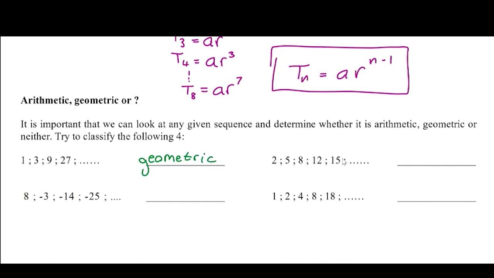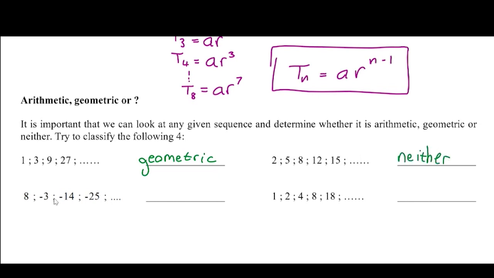This one over here is in fact neither arithmetic nor geometric. If we take 5 minus 2, we get 3. 8 minus 5 is also 3. It's looking good. But 12 minus 8 is not 3. So it's not arithmetic. 5 divided by 2 is 2.5. 8 divided by 5 is not 2.5. So it's not geometric either. This one is neither.